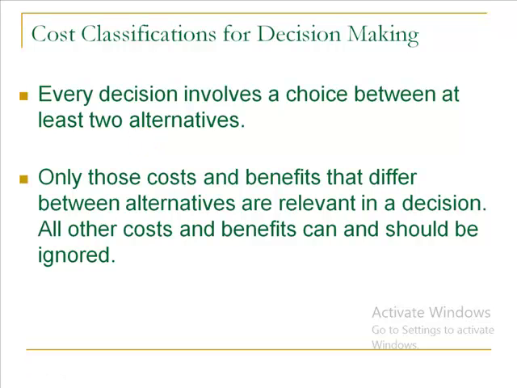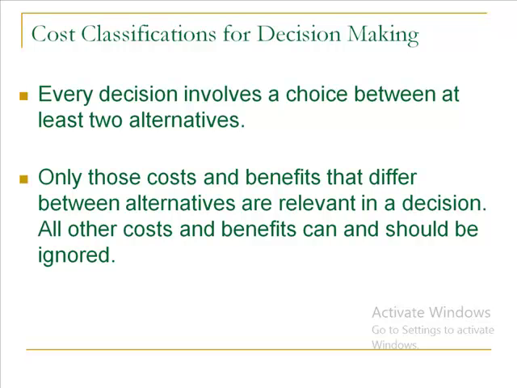Suppose we select one, then that is our decision, that we have selected one. The choice between at least two alternatives is what is called classification for decision making. So that was a decision which you have made, that we have selected B. Right? Now dears, the goal of making a decision is to identify those costs that are either relevant or irrelevant to the decision.